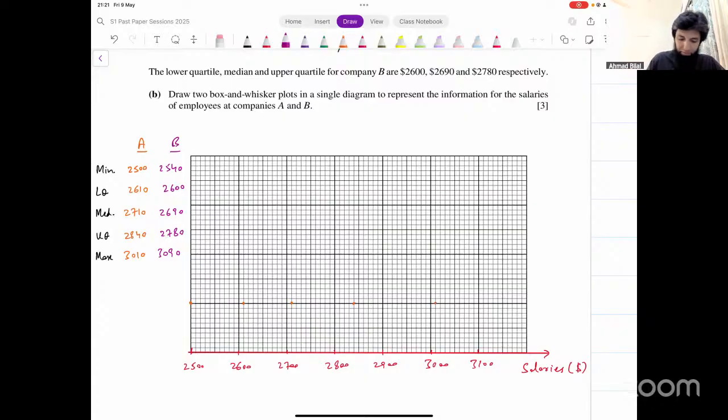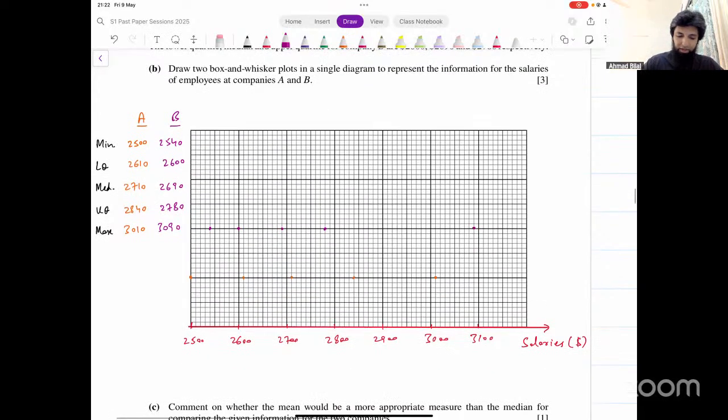For B, we have 2540, 2600, 2690, 2790, 2780, and 3090. Okay, so these are the points that we've got.